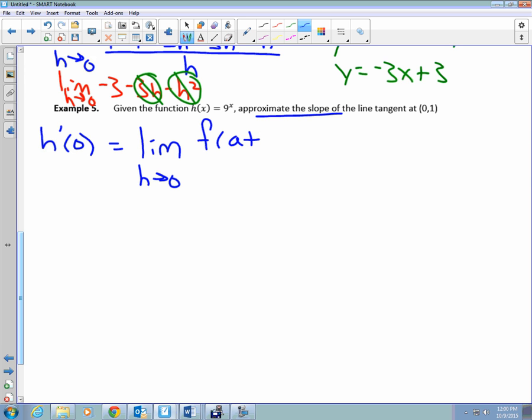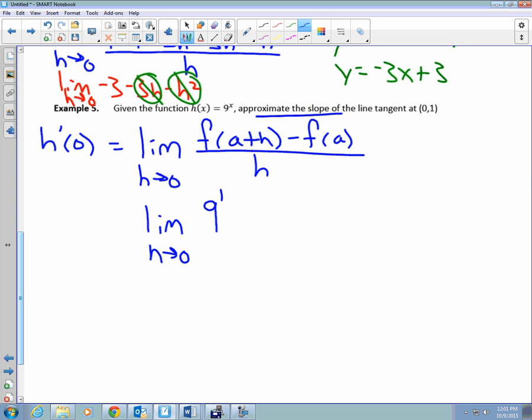I'll just write it out. Okay, so our a value is what? 0. 0 plus h is h. So all I have to do to plug in for x is plug in h. So I have the limit as h goes to 0 of 9 to the h minus, what do I plug into the function for this part? 9 to the 0 is, anything to 0 is 1. You can see it's that number right there, minus 1.